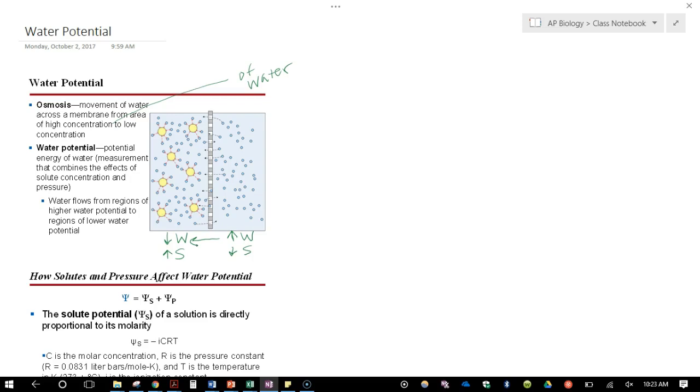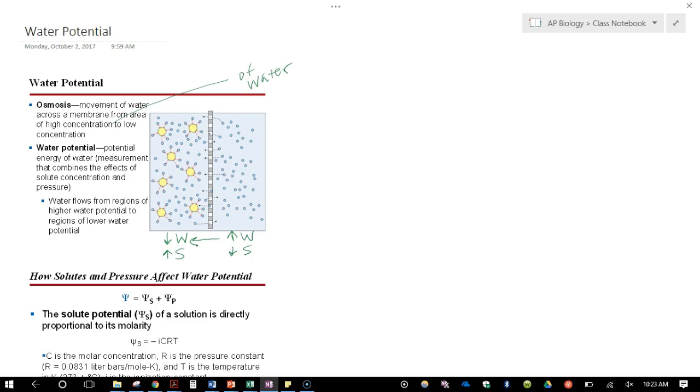So when we're talking about osmosis, though, we've never really talked about why water moves. Okay, we just say it does. So let's talk about why it does. Water moves based on water potential, and water potential is the potential energy of water. And basically, this is a measurement that combines the solute concentration in a solution, but also takes into account pressure.